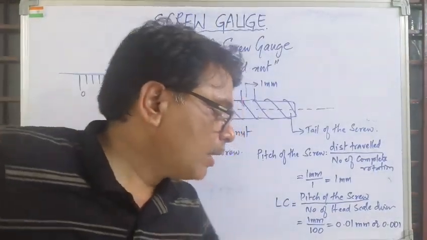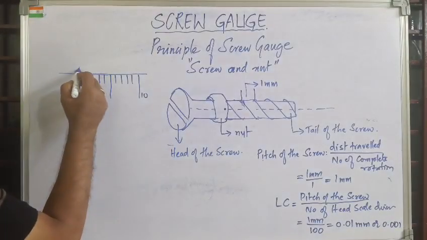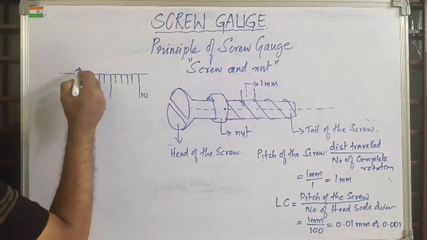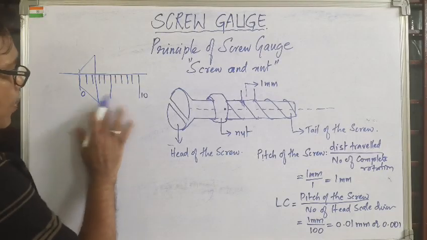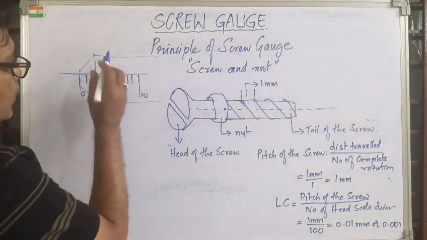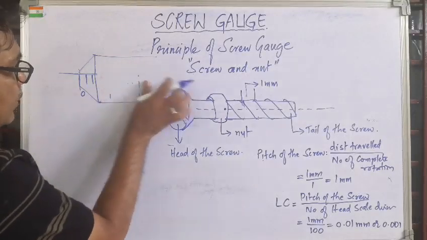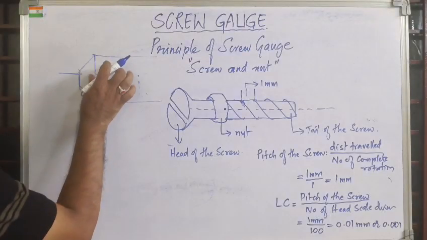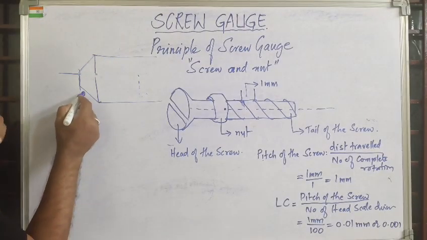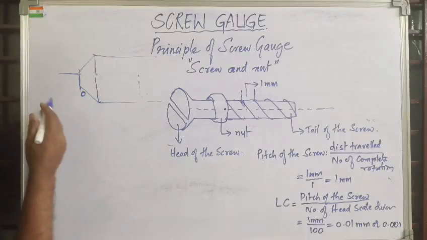The barrel comes on the 0 division of the pitch scale. It will come out like this, so this is parallel. These readings are not seen. At the same time, these readings are not seen. All these readings are not seen. What is seen? The 0th division of the pitch scale is seen.